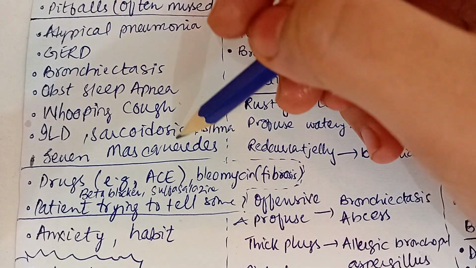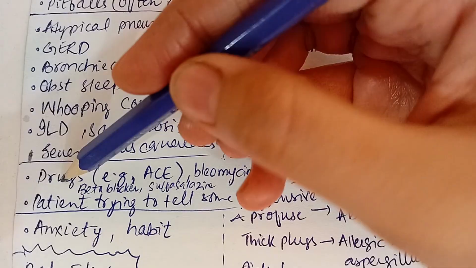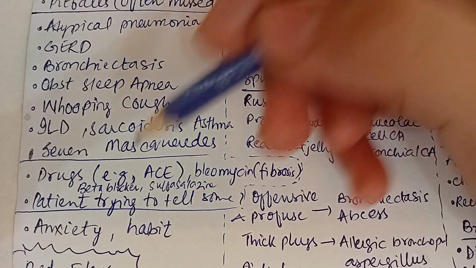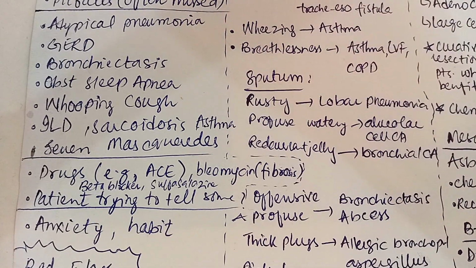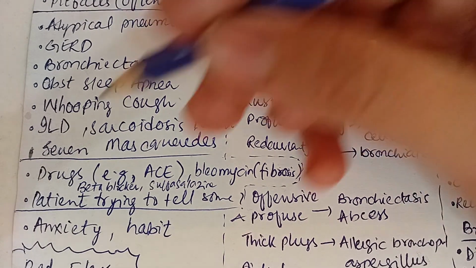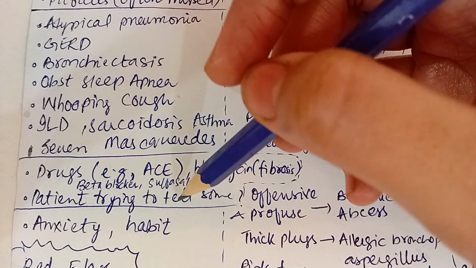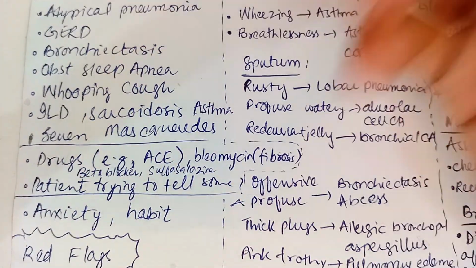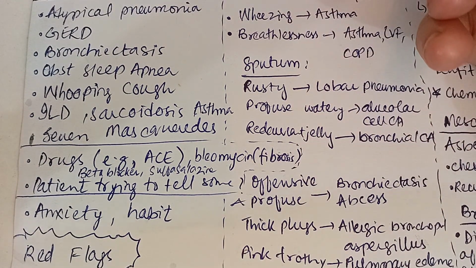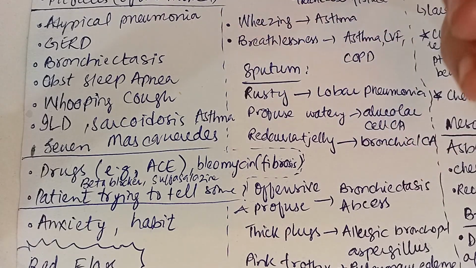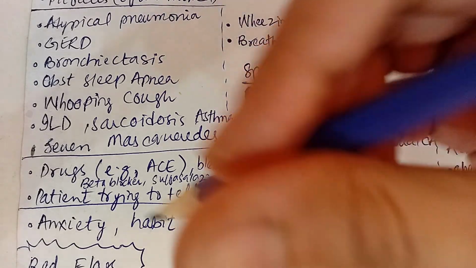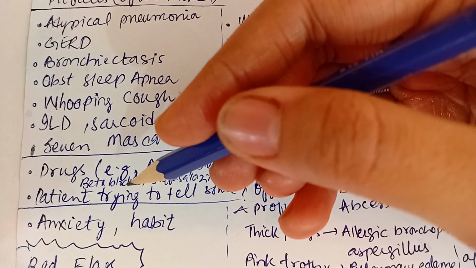Among the seven masquerades, what can be the cause of cough? There can be drugs like ACE inhibitors and bleomycin, which causes pulmonary fibrosis, beta blockers, and sulfasalazine. Then we have the patient trying to tell me something. If the patient has anxiety and habitual behavior, some patients like to clear their throat with the help of cough when they are going to give some speech or when they are speaking. We have to take history very carefully.